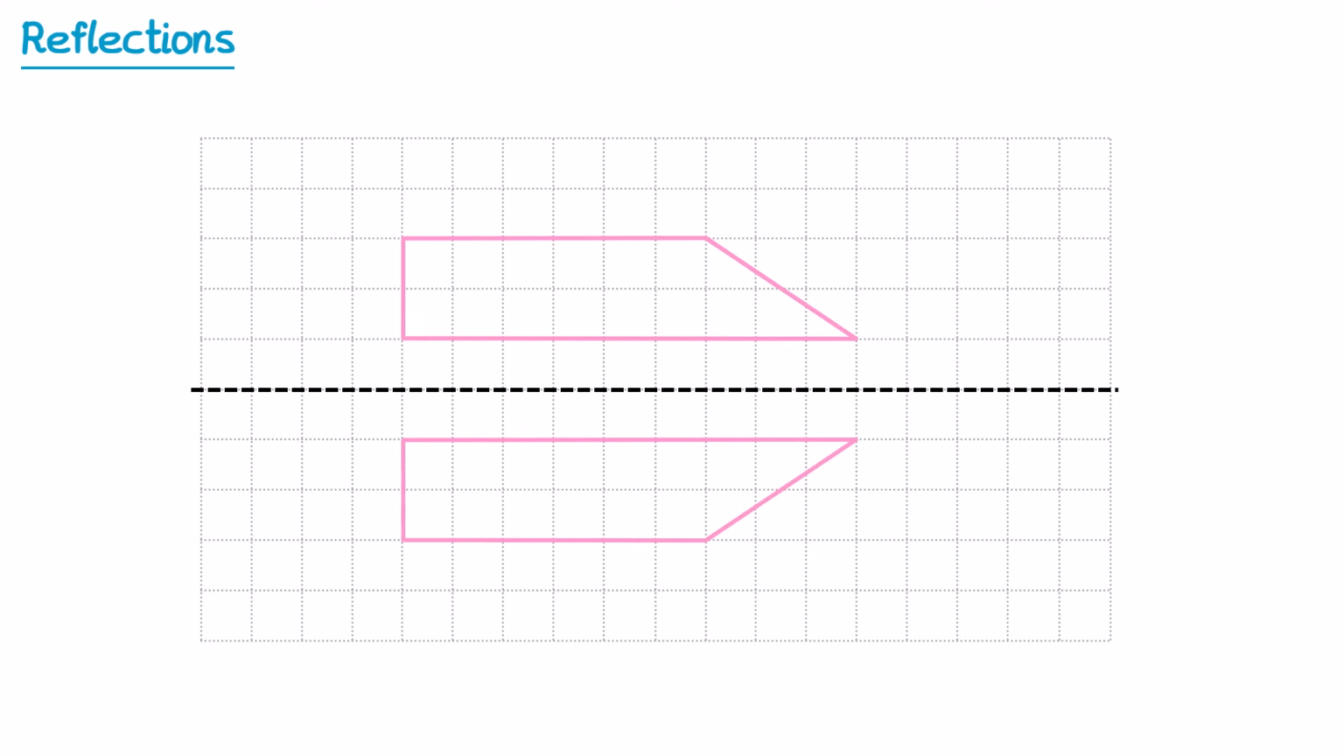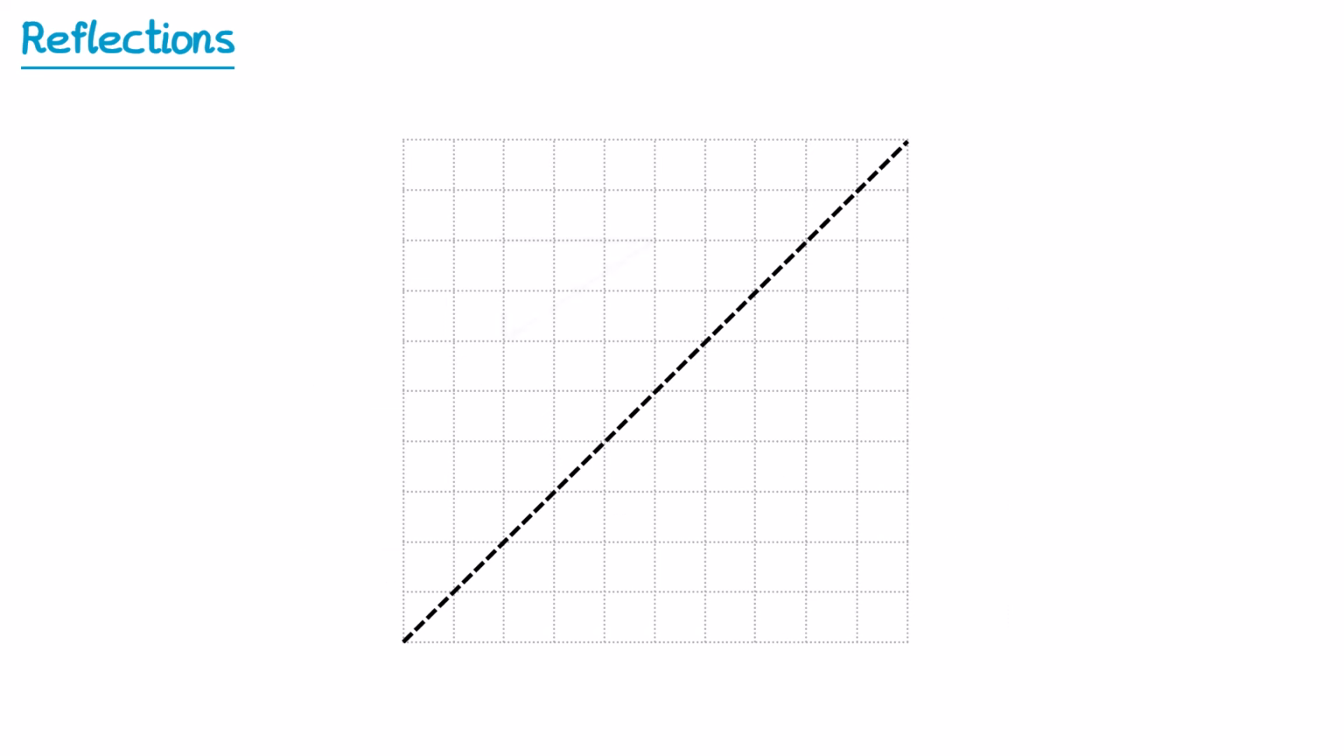Now sometimes the mirror line isn't vertical or horizontal at all. It could also be a diagonal line that looks like this. Let's reflect this triangle in this diagonal mirror line. We will still do this one corner at a time, but there is a slight difference in the method. Let's start with a point in the top right corner. If we go horizontally, this one's 1, 2, 3 squares to the line.